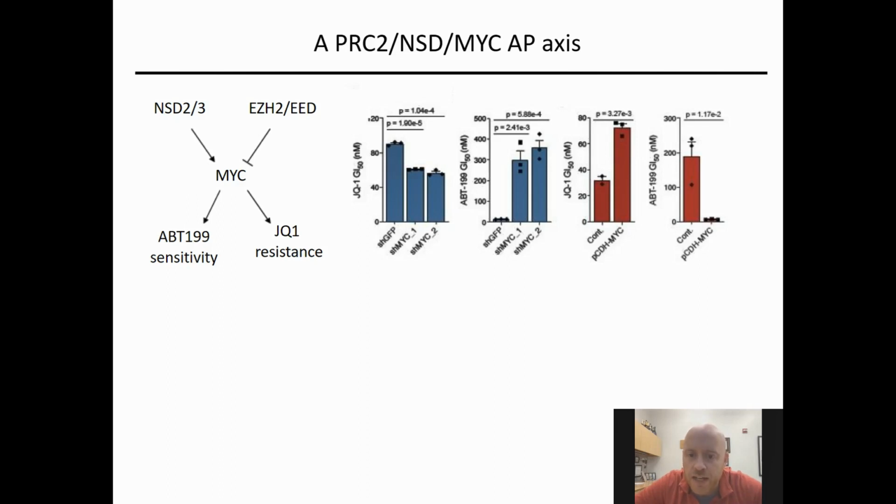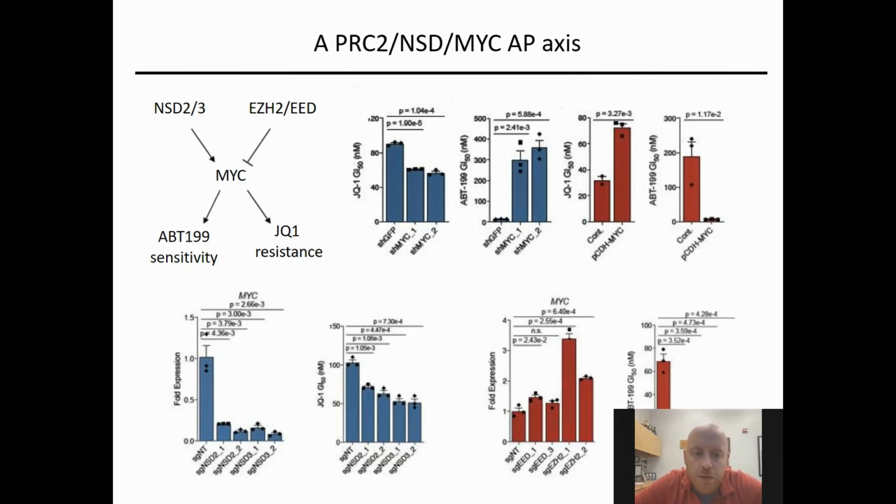Similarly, overexpression of MYC confers resistance to JQ1 and sensitivity to ABT199. Now, as evidence that the upstream members of this signaling cassette indeed function through their effects on MYC, we show that NSD2 or 3 knockdown causes a suppression of MYC expression and sensitization to JQ1, whereas knockdown of EED or EZH2 causes an increase in MYC expression and sensitization instead to ABT199.